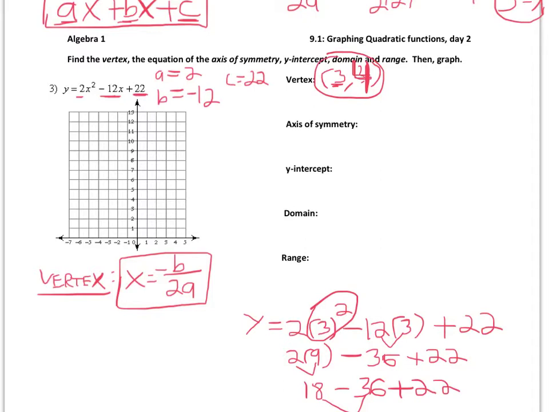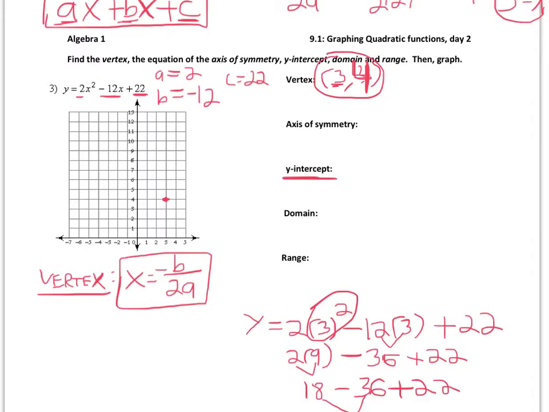So I'm gonna graph that. 3, 4 is right here. That's my vertex. Now, I know just by looking at the equation, since this coefficient for x squared is positive, this parabola, it's going to start here and it's going to go up. Now, to figure out what it is, I need to get 2 points. I'm going to skip to getting the y-intercept.